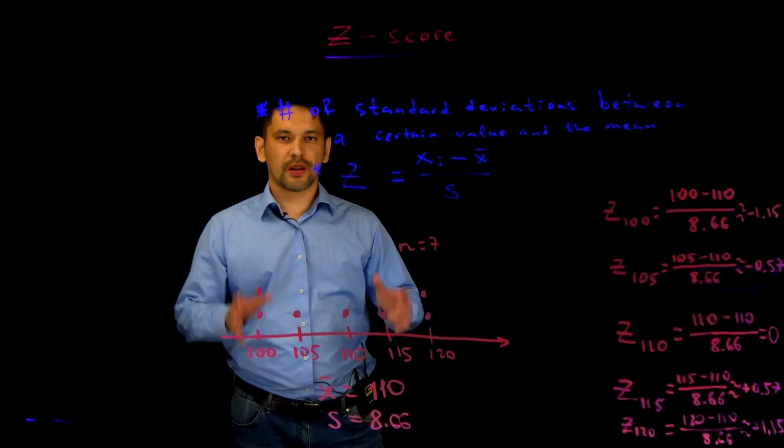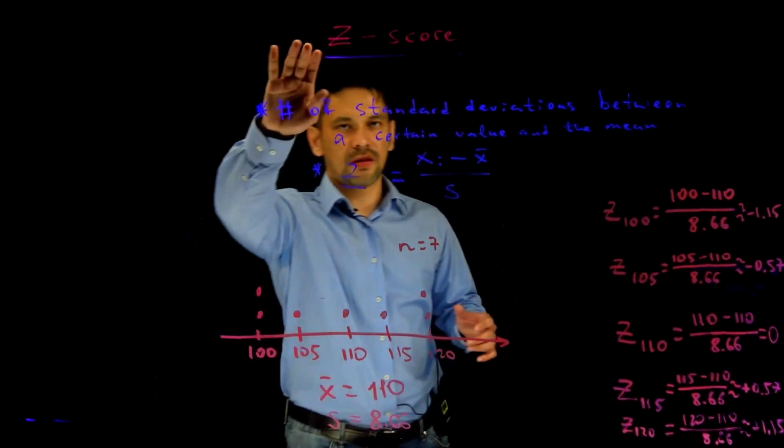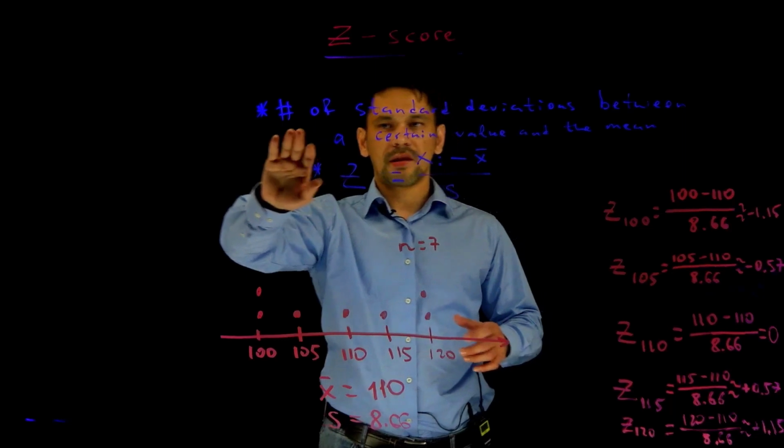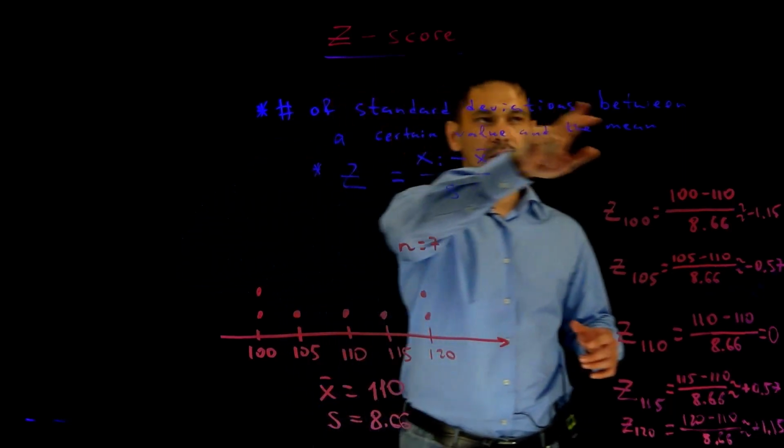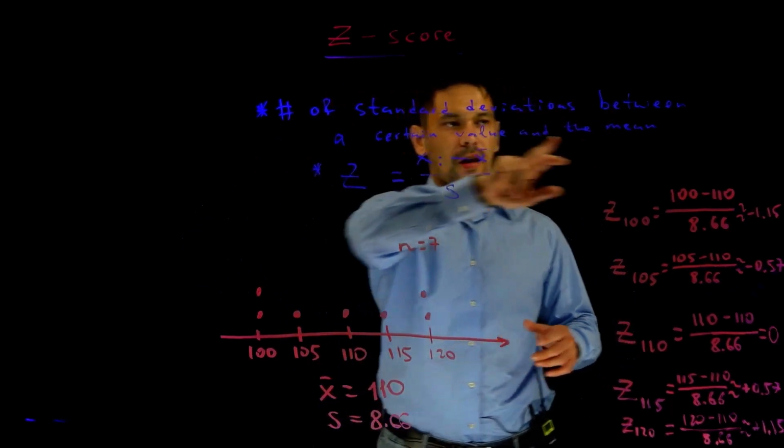Hi, in this video we're going to talk about a z-score. What's a z-score? Please write this down. A z-score is the number of standard deviations between a certain value and the mean.